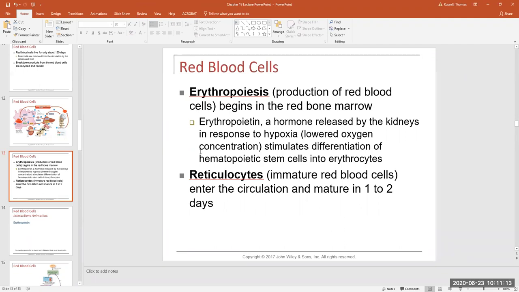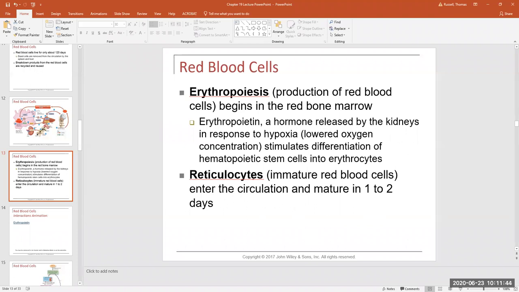Once the immature red blood cell develops into a reticulocyte, the reticulocytes are the cells that enter circulation from the red bone marrow. But within about a couple of days or so, they say 1 to 2 here, but it could be anywhere from 1 to 3 days, the cell kicks out the nucleus, so there's no more nucleus, and it flattens out into that biconcave shape.